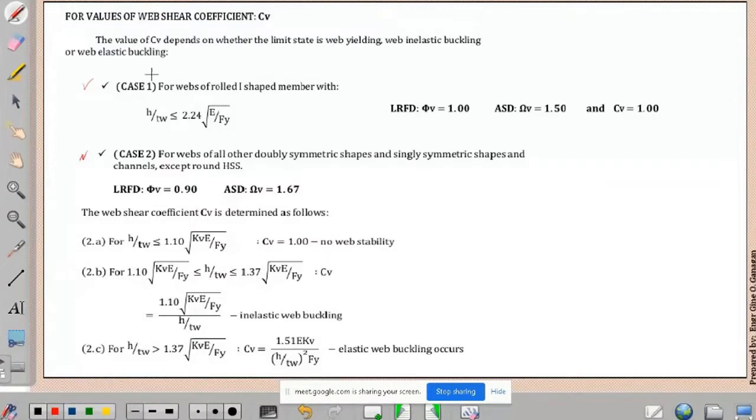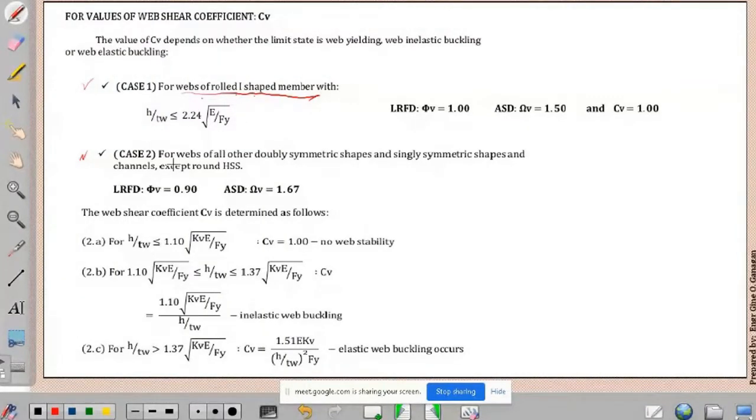So for the case 1, this is for the web of rolled I-shaped member. Okay? So yung case 1, webs of rolled I-shaped member. So pwedeng wide flange, I-shape, pwedeng S, pwedeng lahat ng I-shape section. Pwede dito sa case 1. So yung gagawin lang natin dito is i-check natin yung cases na to kung saan papasok yung ating beam condition.